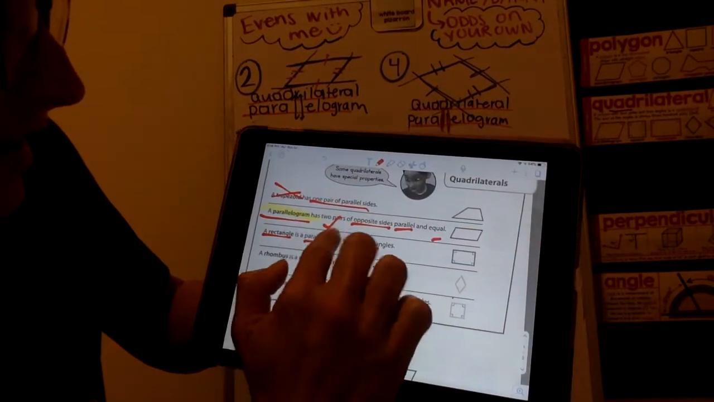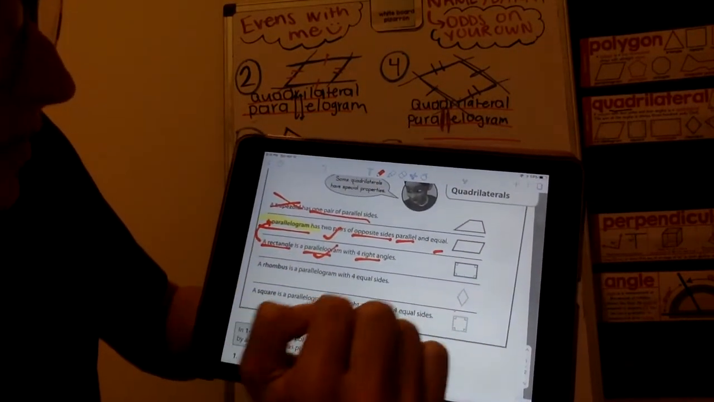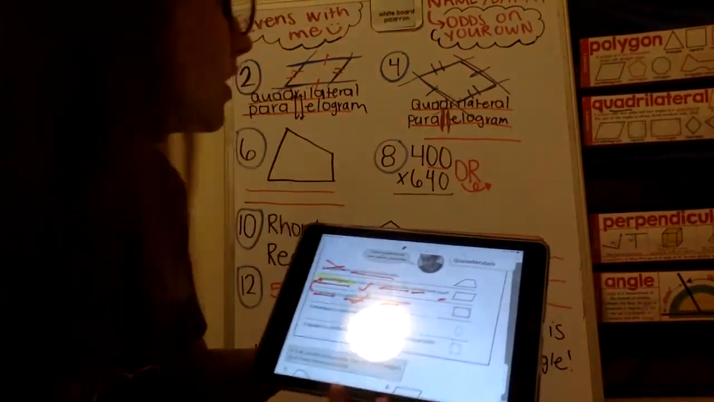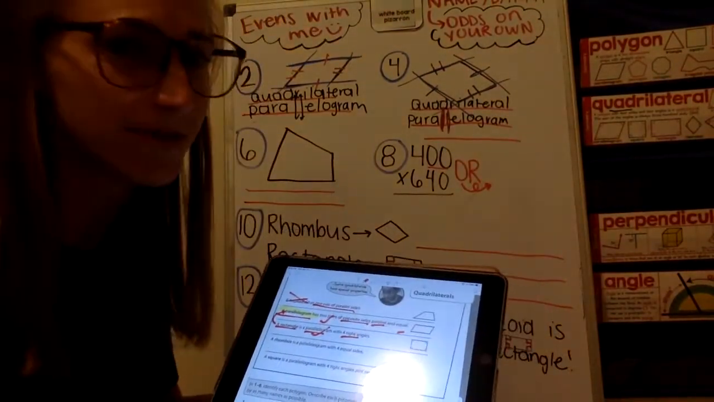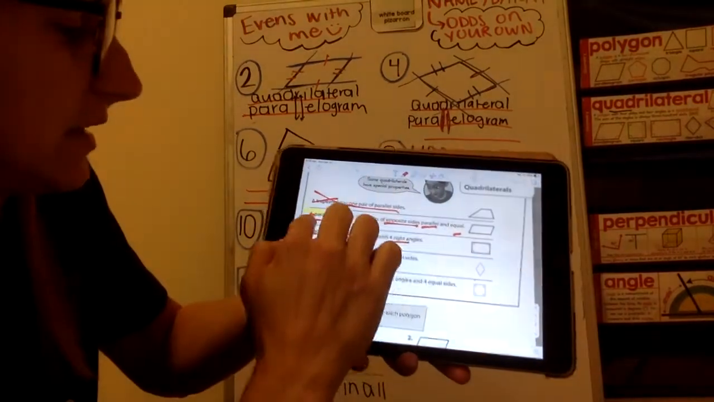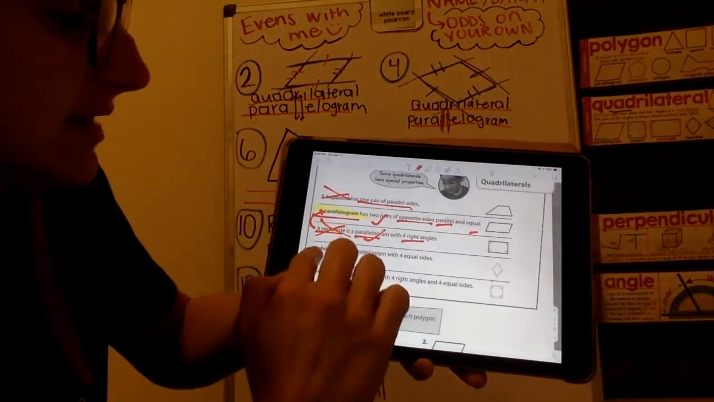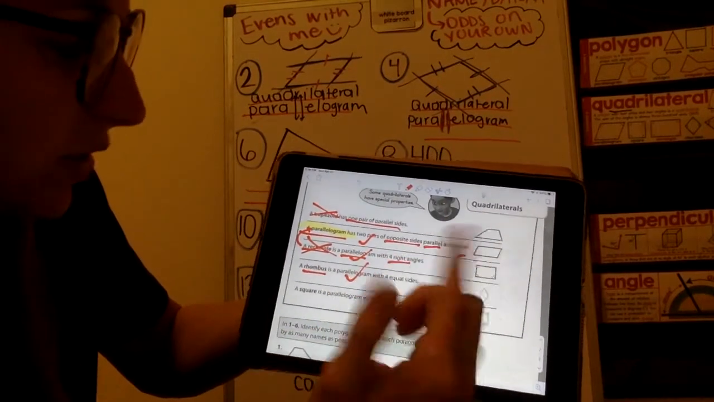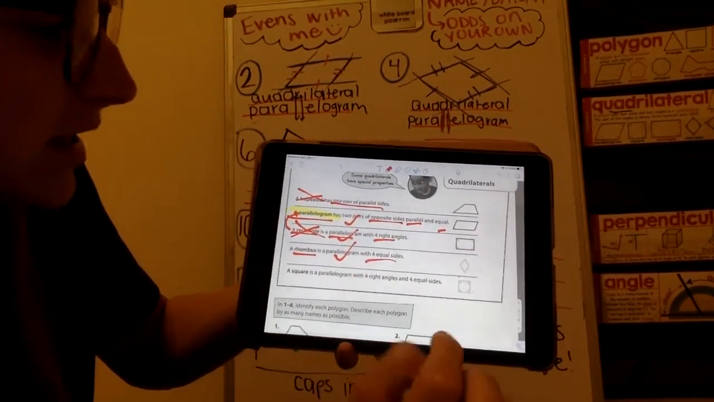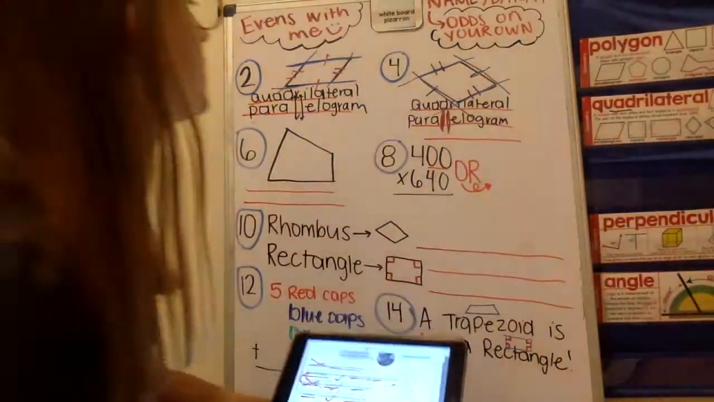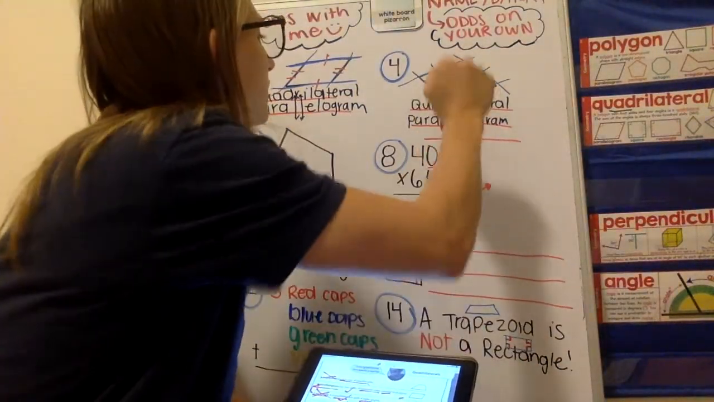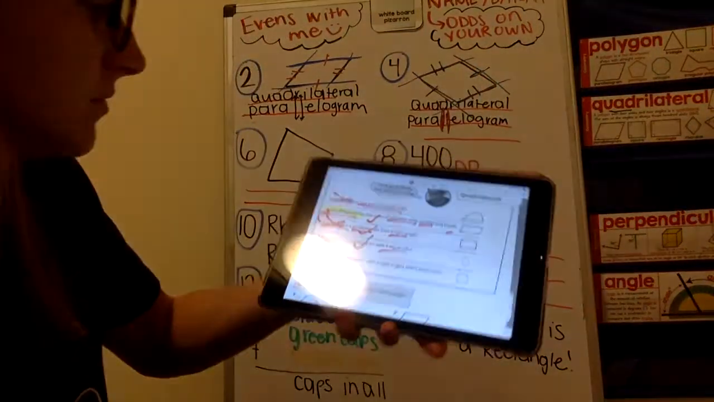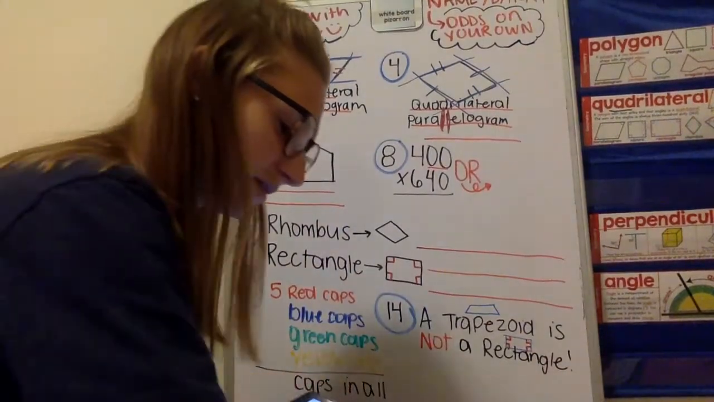All right, for the next one, it says a rectangle is a parallelogram with 4 right angles. So yes, it's a parallelogram, kind of goes back to that one. But does that shape, that quadrilateral, have 4 right angles? Doesn't even have one. So it is not a rectangle. Is it a rhombus? It says a rhombus is a parallelogram, so check, we know it's that. And does it have 4 equal sides? Well, let's take a look. Those are equal. Those are equal. By golly, it's a rhombus.